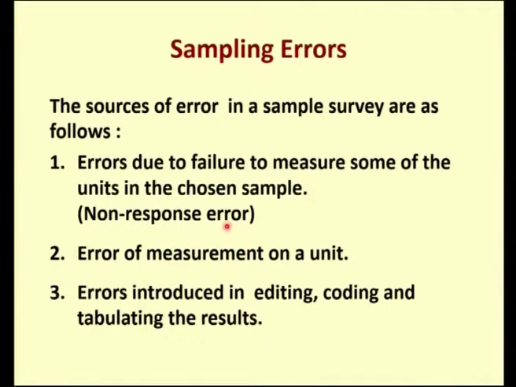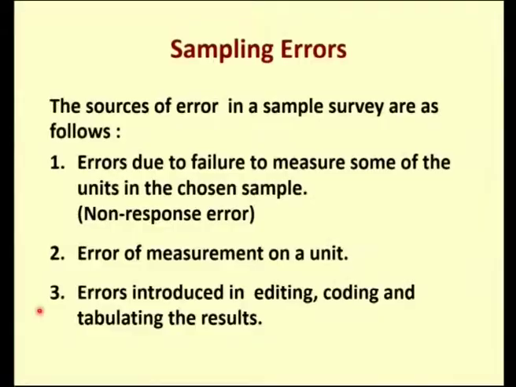This may occur by oversight or, with human populations, because of failure to locate the same individual or their refusal to answer the question. And the second error is the error of measurement on a unit. The measuring device may be biased or imprecise, and with human populations the respondents may not produce accurate information or they give biased answers.